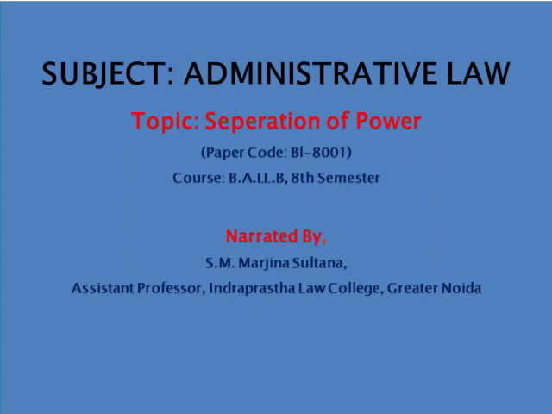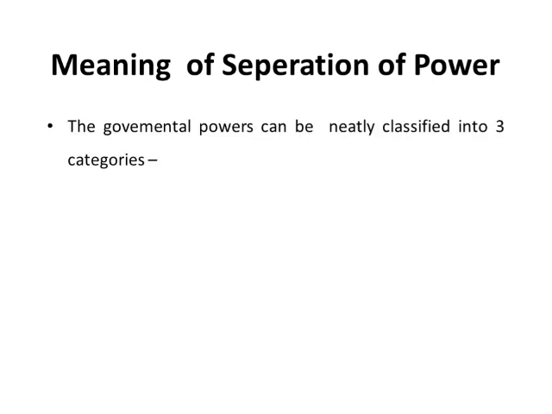Today we will understand the doctrine of separation of power. The doctrine of separation of power assumes that governmental powers can be neatly classified into three categories. First, the legislature. The function of the legislature is to legislate laws, to make rules which are to be observed. The second category is the executive.